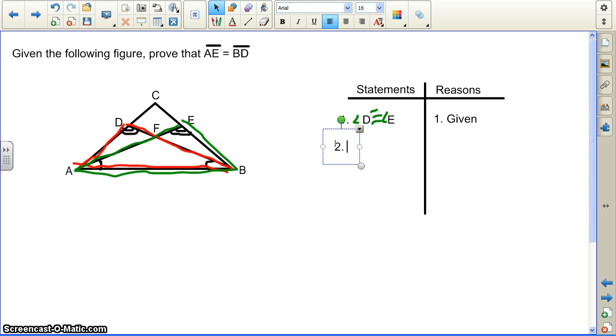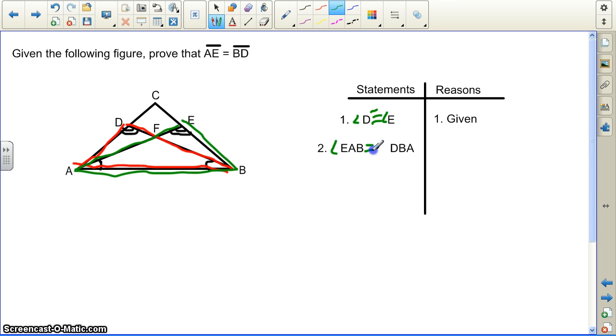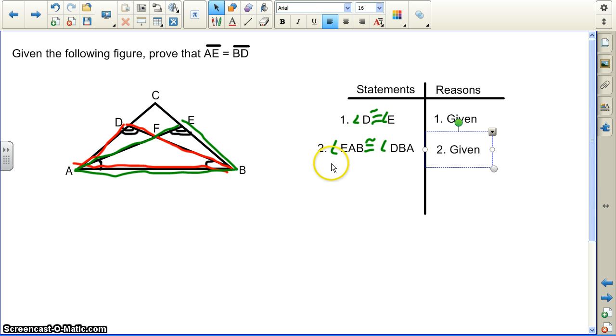Our second step, we want to list the other angle that we know. Now this one's going to be a little bit different. I can't just say angle A because there's multiple angle A's in there. So I need to list it and be very specific. So I'm going to say angle EAB, let me give some space for my symbols, is congruent to angle DBA. Okay. And let me get my symbols in there. So that angle is congruent to that angle. And again, it was in the picture. We didn't have to know anything. It was just in the picture there. So we can say that our reason is given.